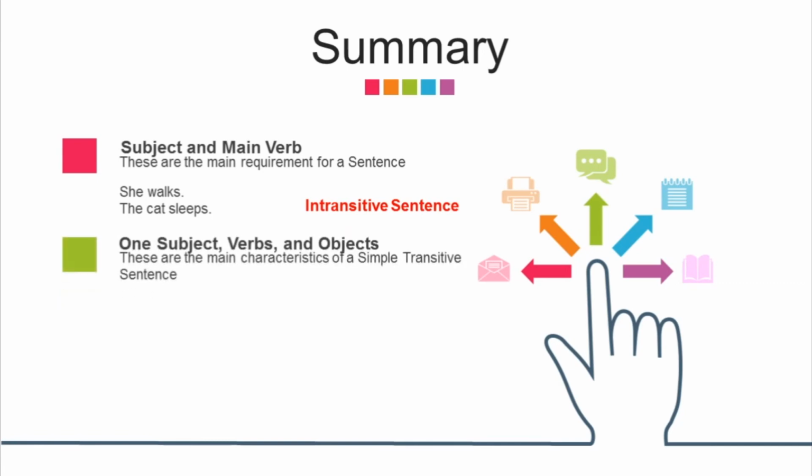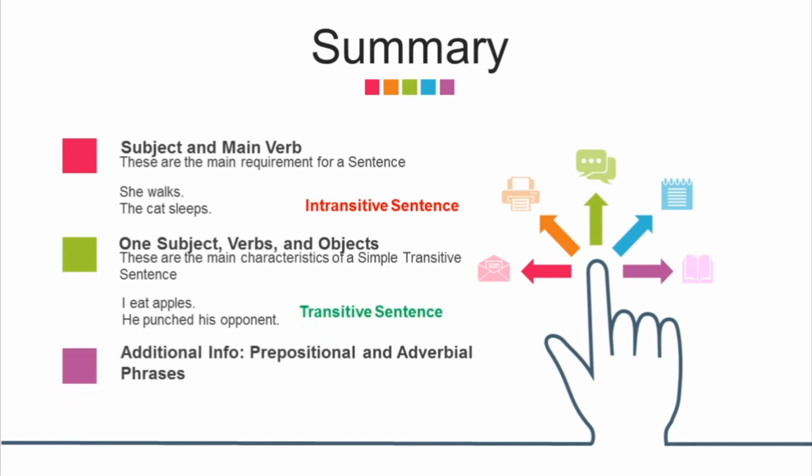Next, one subject, one verb, and an object are the main characteristics of a simple transitive sentence. So you need objects for this one. Examples are: I eat apples. He punched his opponent. There are the objects, apples and his opponent. So we call these transitive sentences. And for additional information, you can always add prepositional and adverbial phrases. These phrases are not sentences because they only serve a function and they do not contain a subject and a main verb. And function, not length, is the focus here.